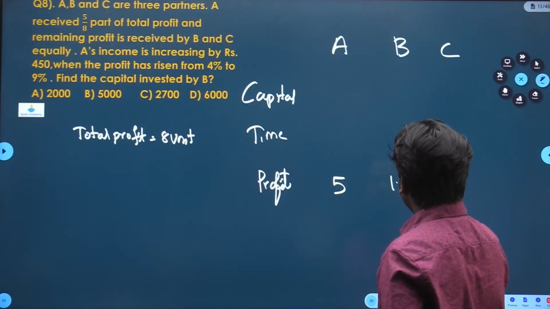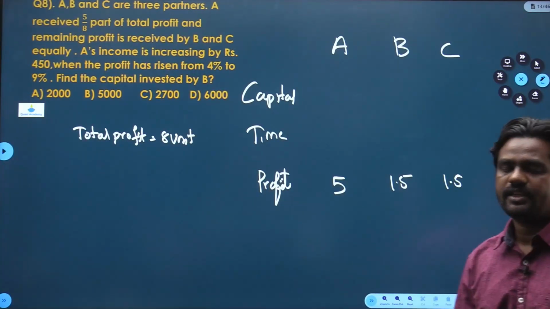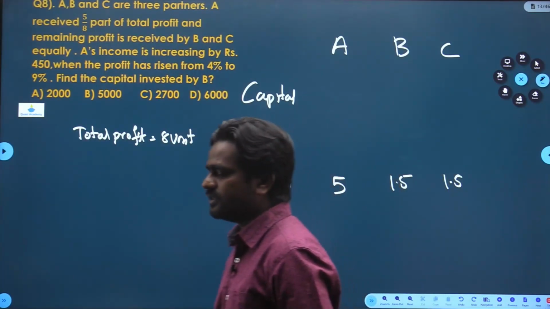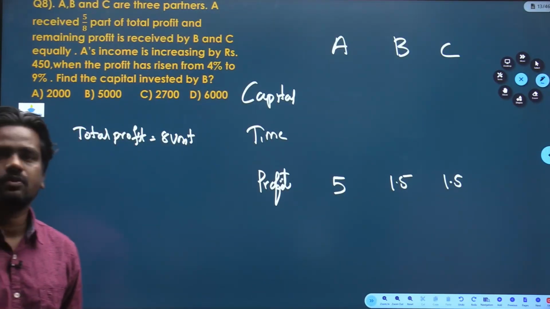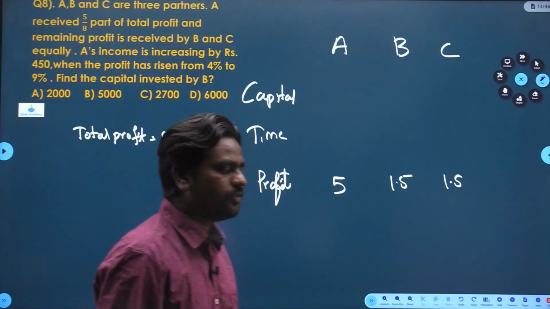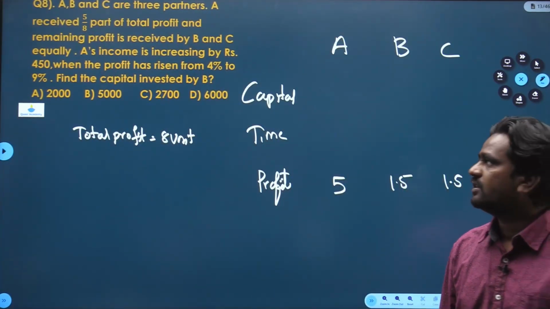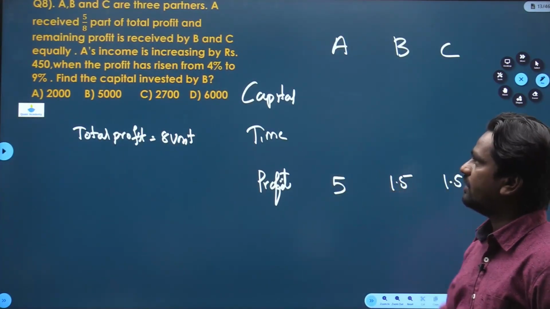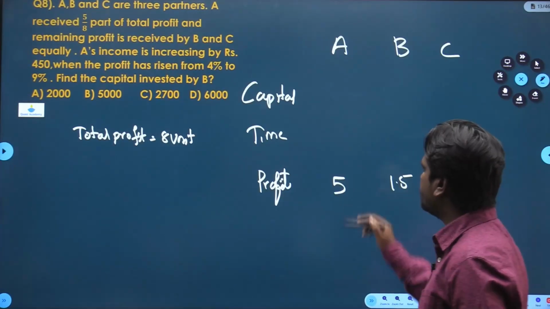We are sharing equally, so B and C get an equal share of the remaining 3 parts: 1.5 and 1.5. So 1.5 and 1.5 equal 3, which is the remaining after A received 5 parts. Now time is 1 unit.